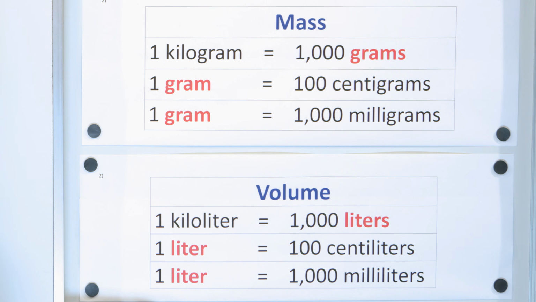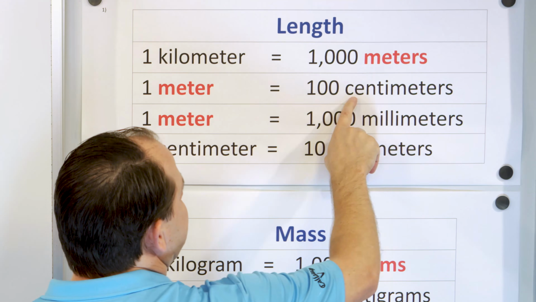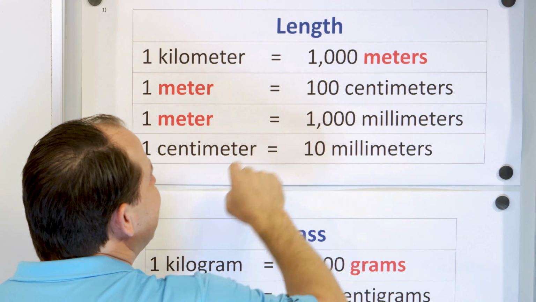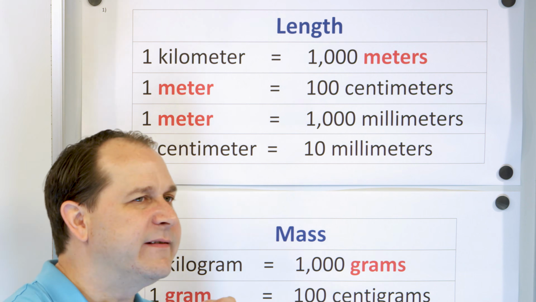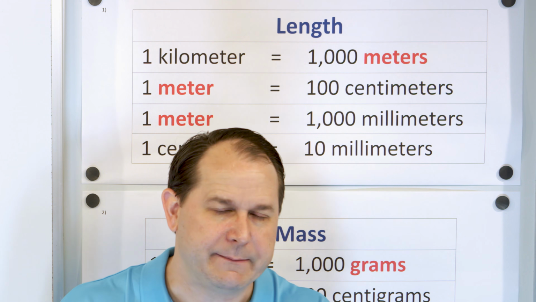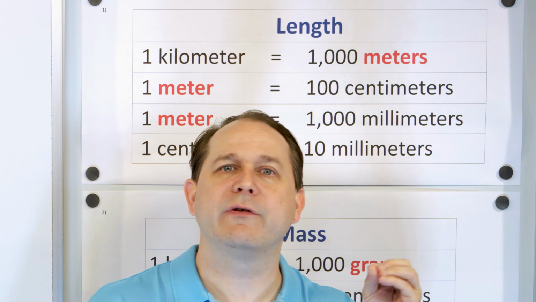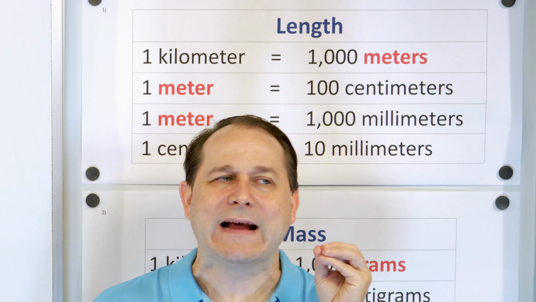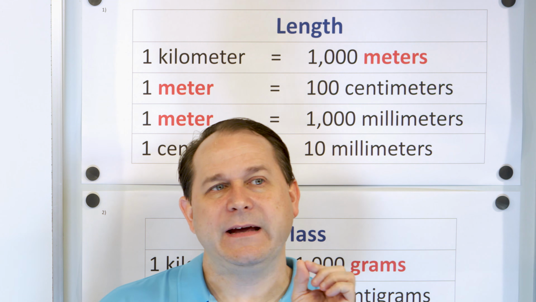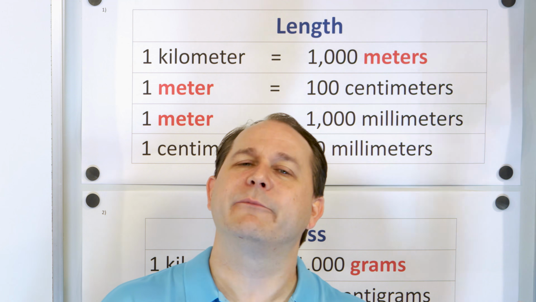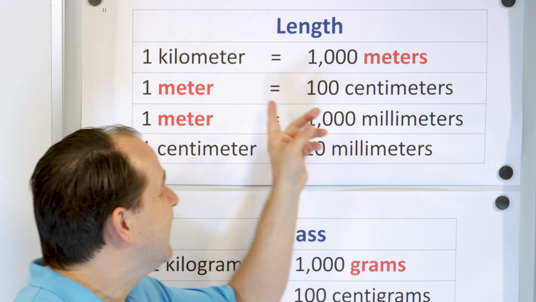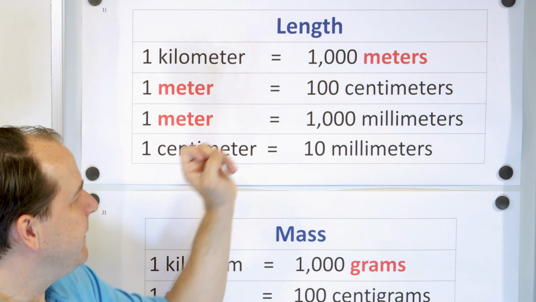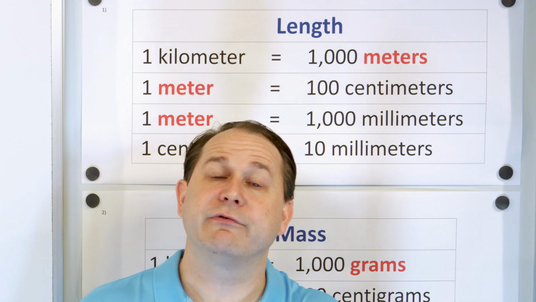Now let's talk about the prefix centi. When you see centi, what does it mean? It doesn't mean what a lot of people think it means. Centi means 100 times smaller. So when I say I have a centimeter, it means I have something 100 times smaller than a meter. You see, kilo means 1,000 times bigger than a meter, and centi means 100 times smaller.